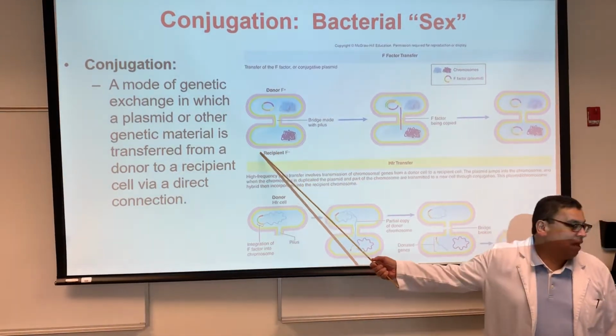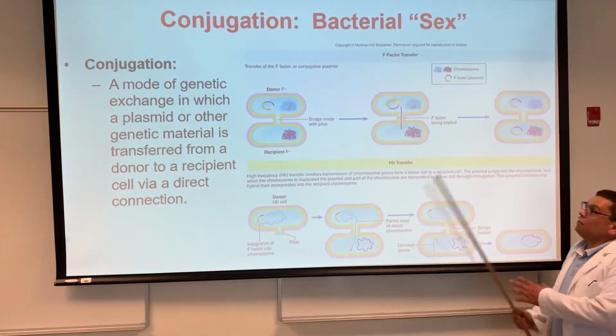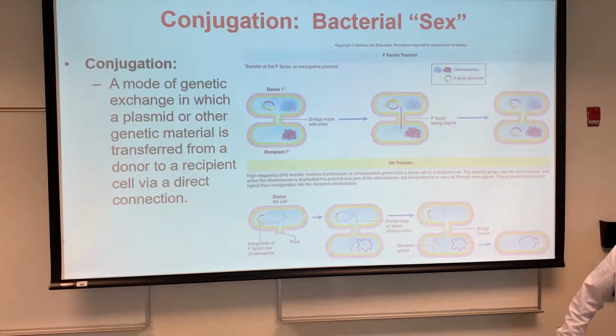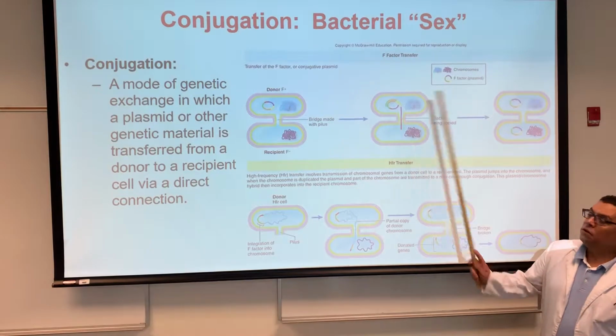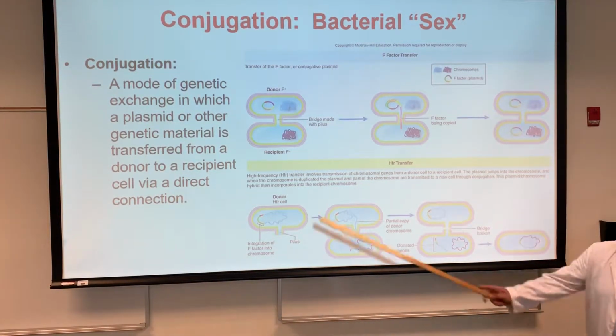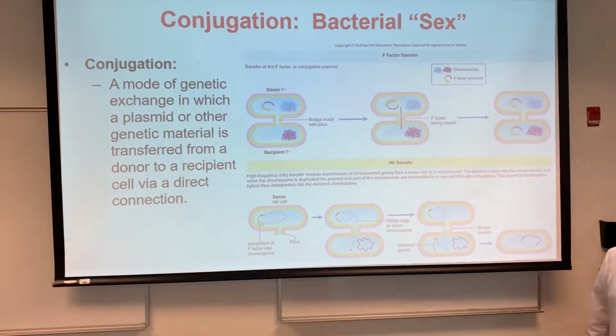Before and after. Before, it did not have the plasmid. After, it did. So now this one is called a recombinant. It now has new characteristics, new phenotypes, new traits acquired through the plasmid. One of them could be antibiotic resistance, for example. This one may not be antibiotic resistant, but this one probably is.